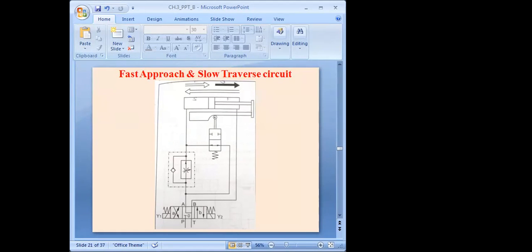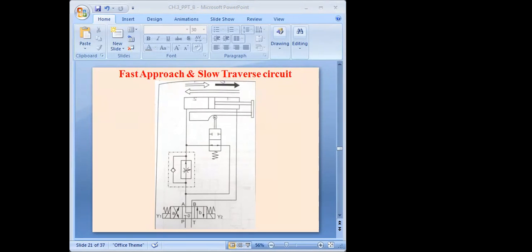If your cylinder or ram is moving from left to right, firstly your ram should move fast, and after that it should move slowly. So for such an application, this type of circuit is designed, or you can prefer this type of circuit.